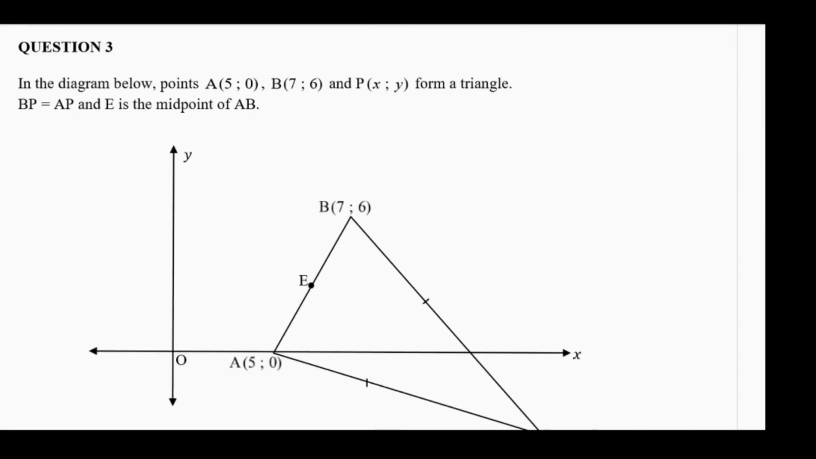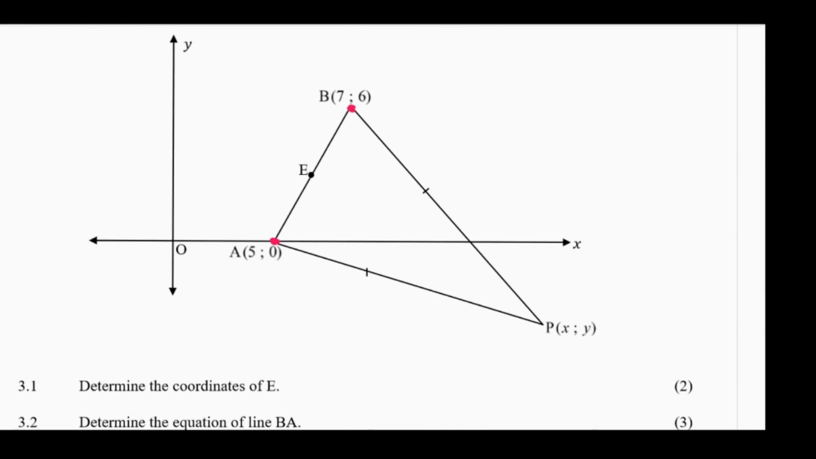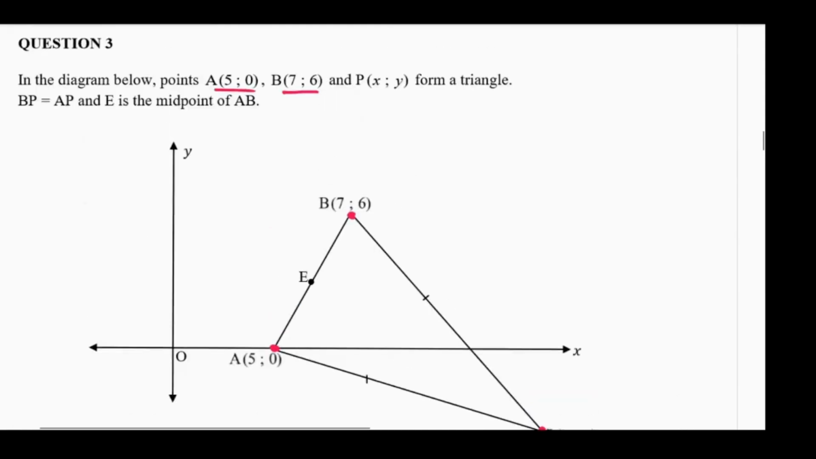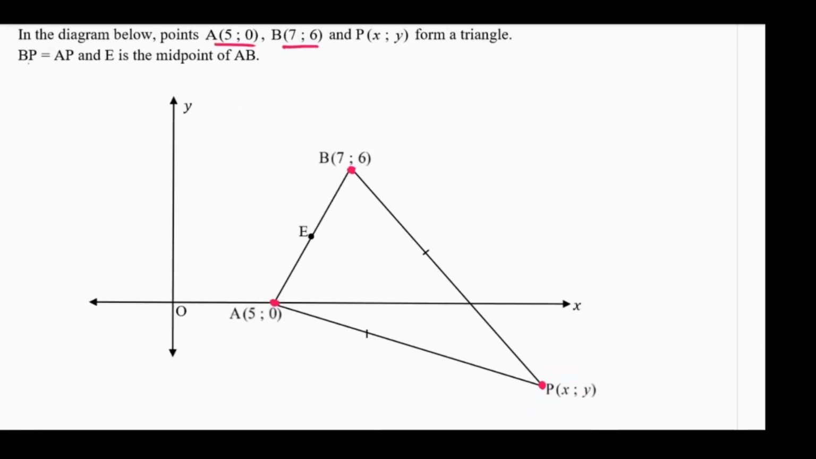Okay, so now we're going to do question 3. In this question, we are given point A, which is this one here in the diagram, and point B, which is this one, and point P, which form a triangle, which is this one here. And we are told that BP is equal to AP. So this side AP is equal to BP, right? And another thing is we are told that E is the midpoint of AB.